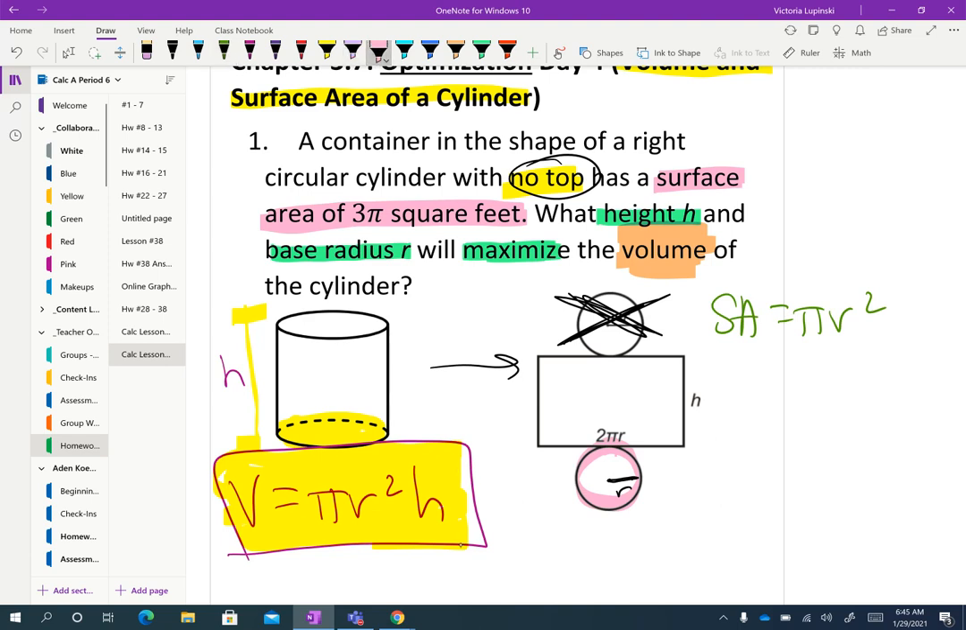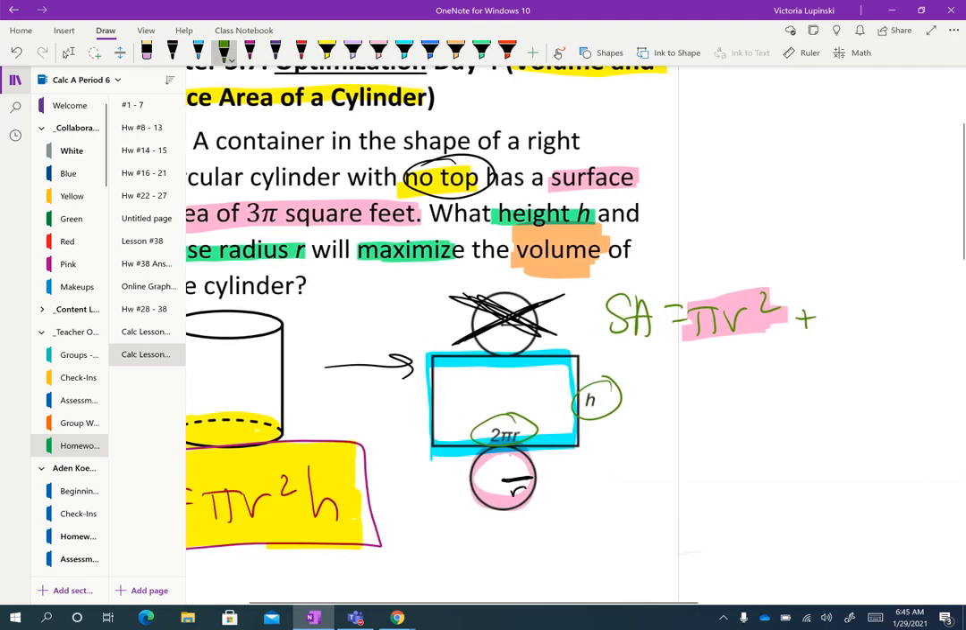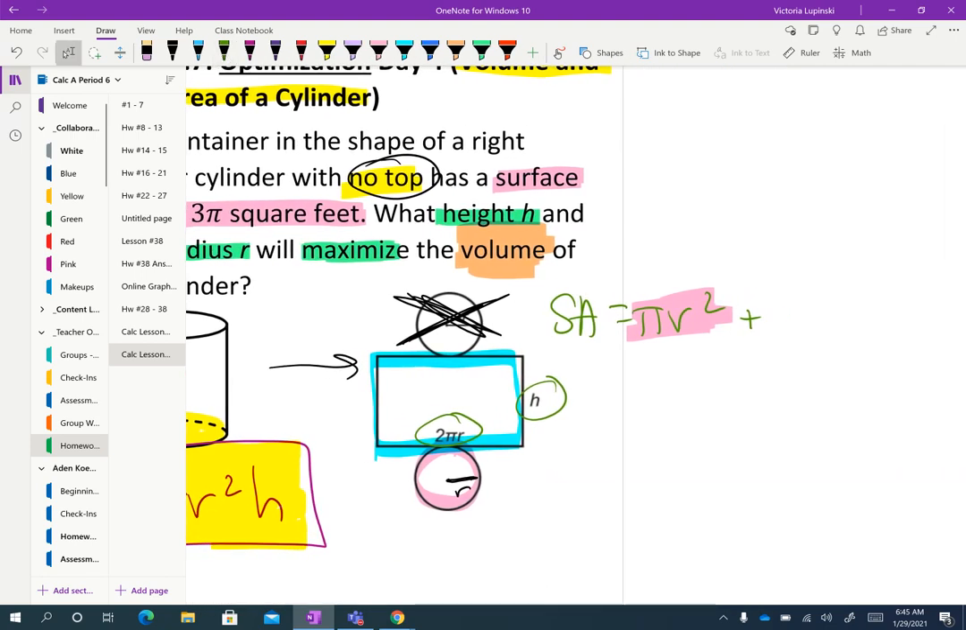Kind of color code that for you. So pi r squared. And then you have to add the area of this rectangle. And again, if you're taking the cylinder and you're unwrapping it, if you unwrap around, that would be the circumference of the circle, which would be the 2 pi r. And then the height would be the distance of the width there. So if you were going to go ahead and find the area of that rectangle, it would be length times width, which would be 2 pi r h.